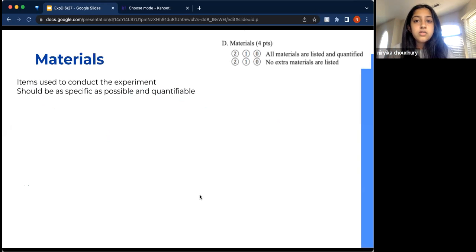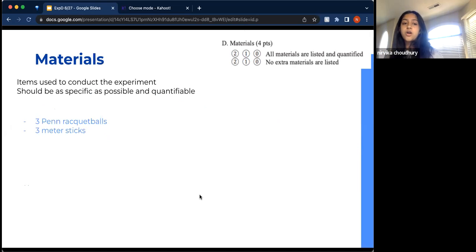Okay, moving on. Materials. This is probably the simplest section of the write-up. It's just items used to conduct the experiment, and it should be as specific as possible and quantifiable. So for example, for our project, we're going to need 3 pen racquetballs and 3 meter sticks. Notice how they used the number 3, and we used the specific type of racquetballs, pen racquetballs. This is very important. It says here in the rubric, all materials are listed and quantified. So we need to make sure we quantify it, and we don't just say racquetballs or meter sticks.